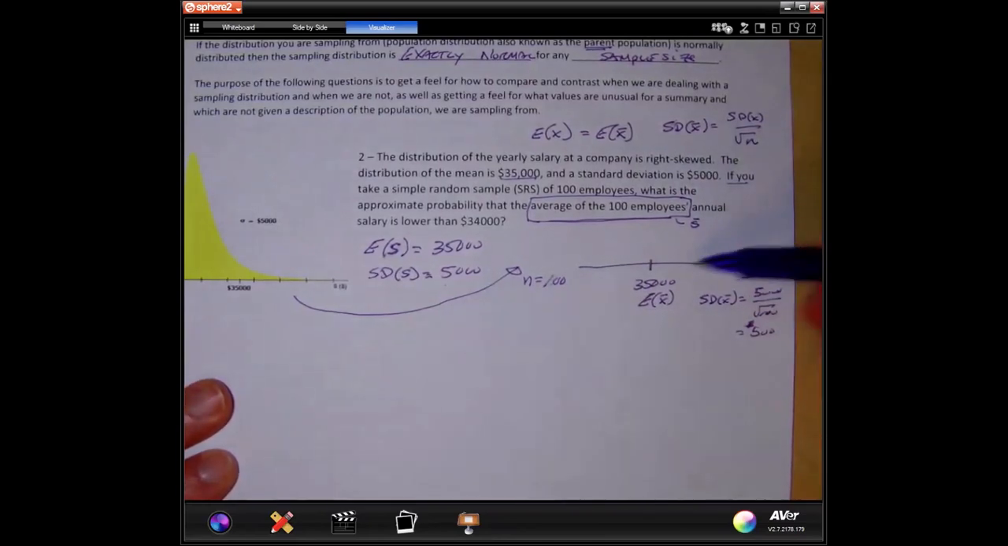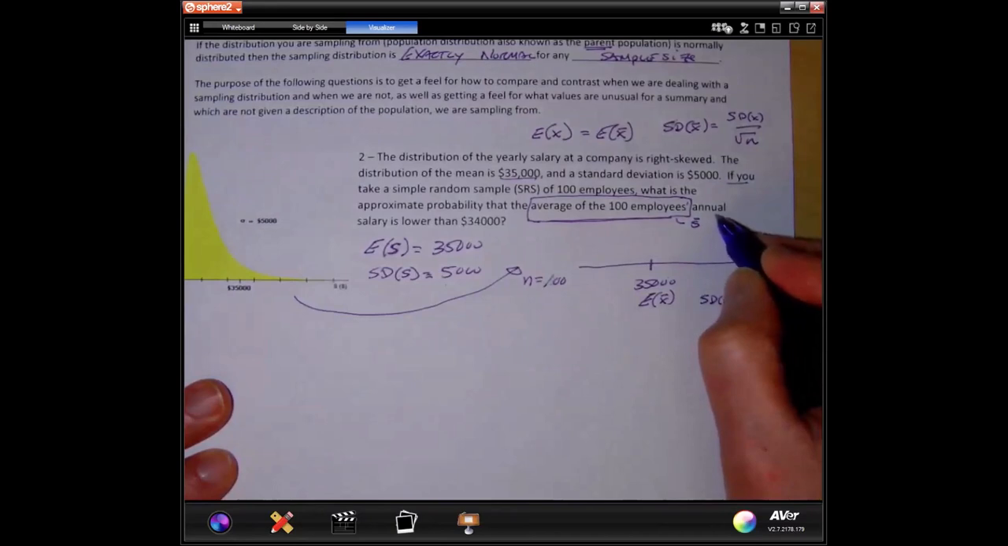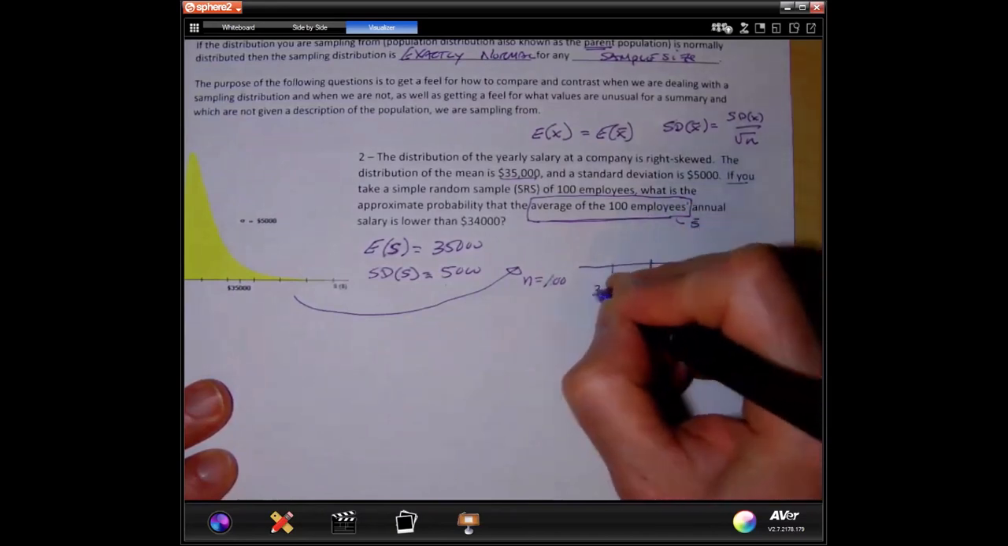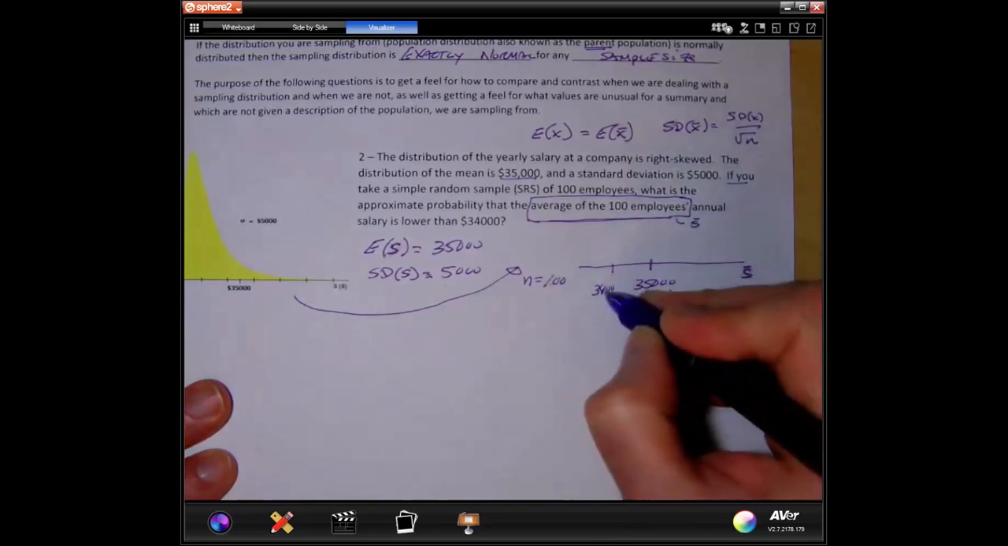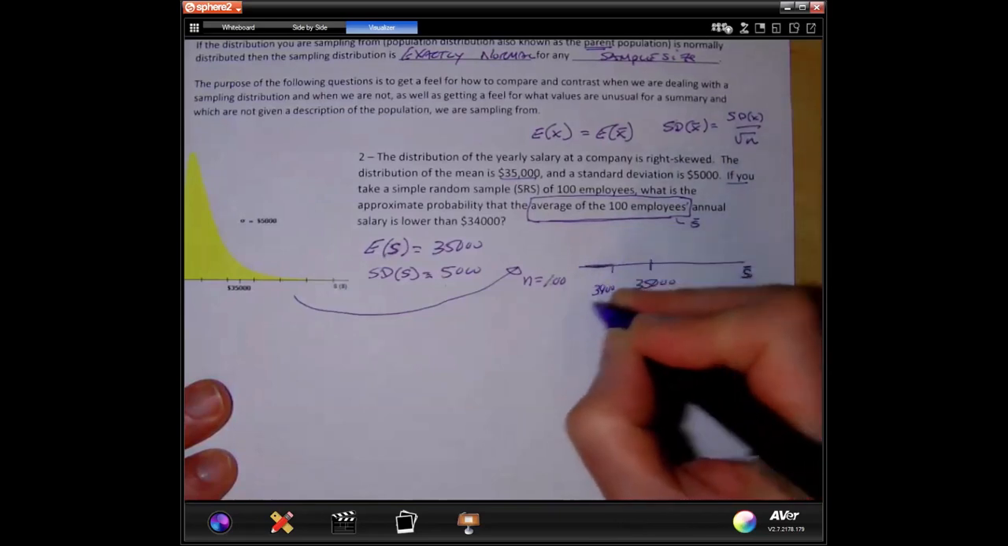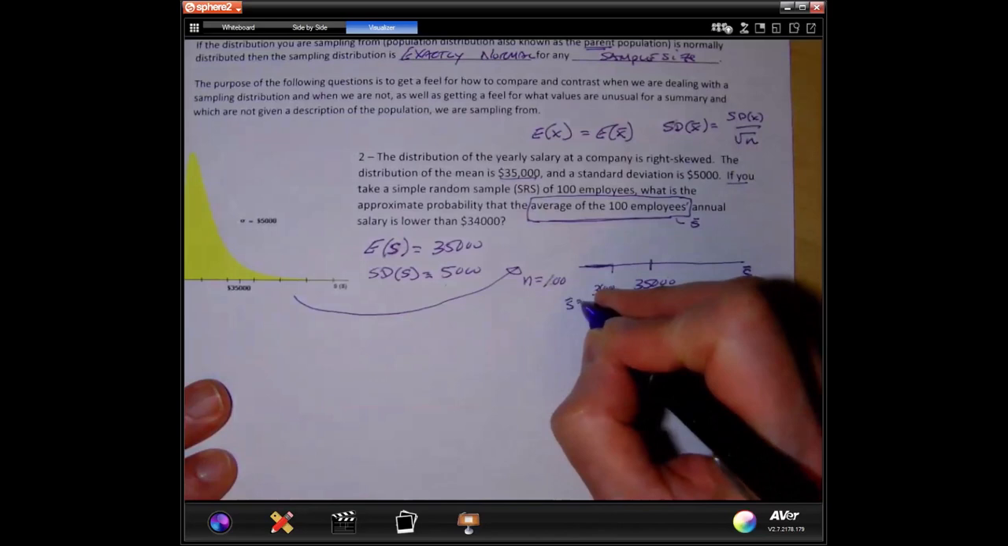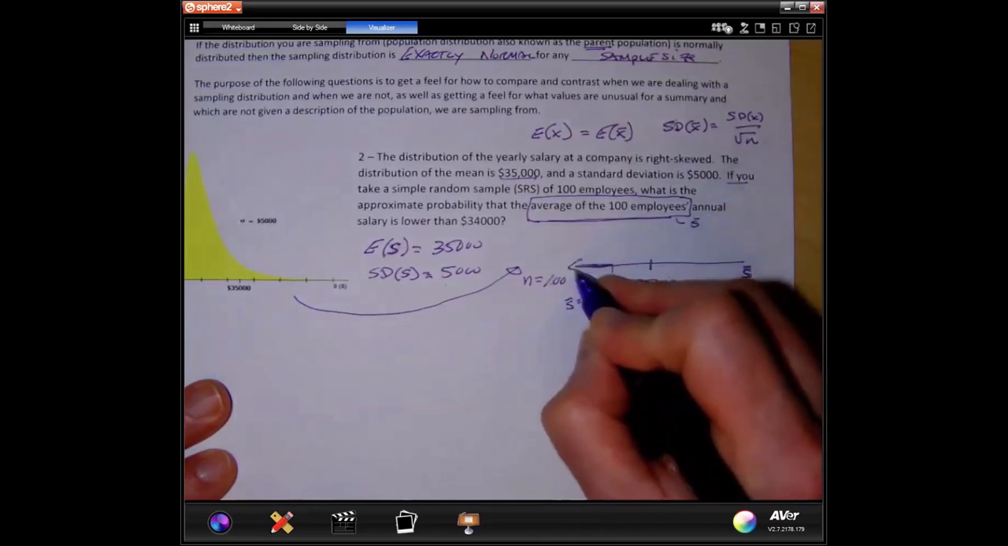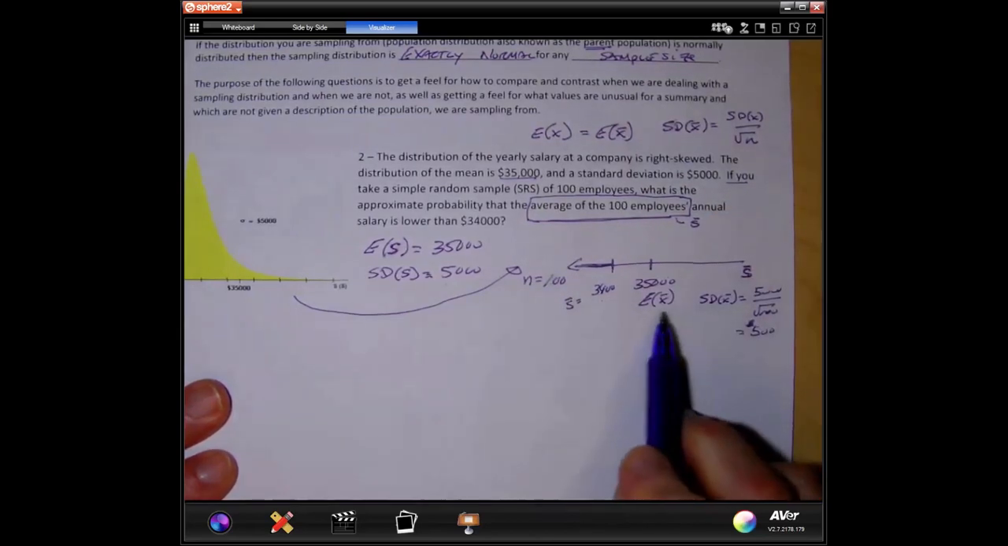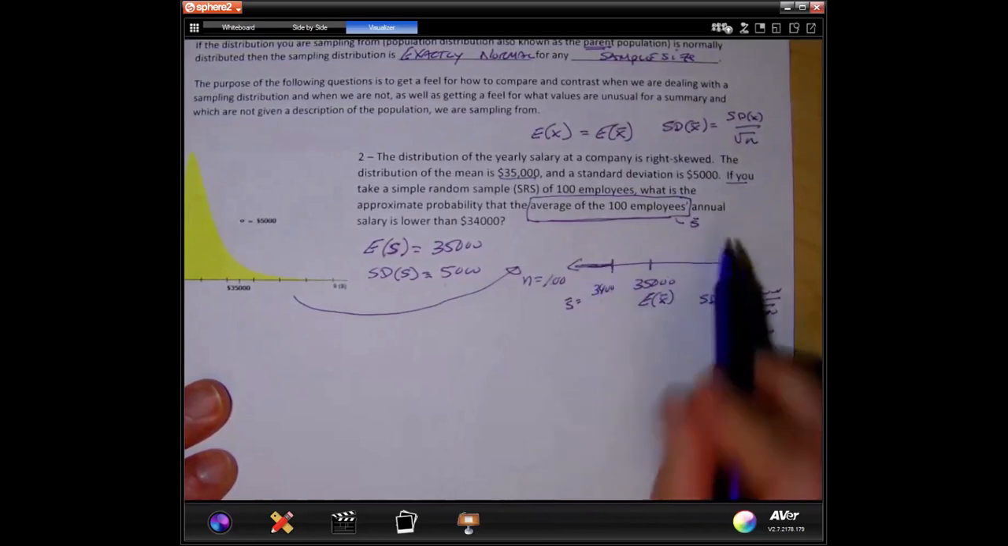But notice what I have here is a number line. What I'm after is the annual salary. So what's the chance that the average of 100 employees' annual salary is lower than 34,000? What's the chance that my average is 34,000 or less? So this is S bar. What's the chance that it's in this direction? Okay, so I have this number line, I have the mean, I have standard deviation, and what's the shape?